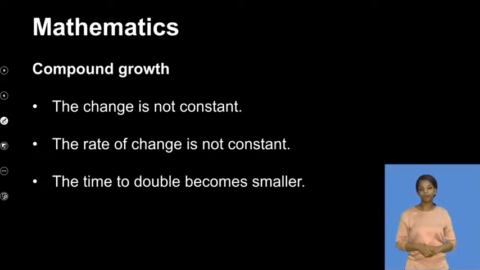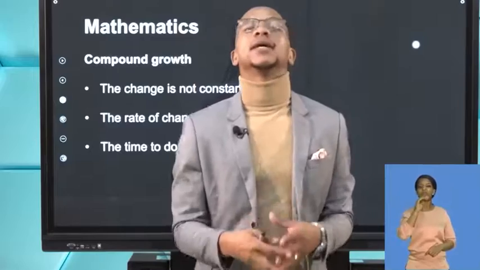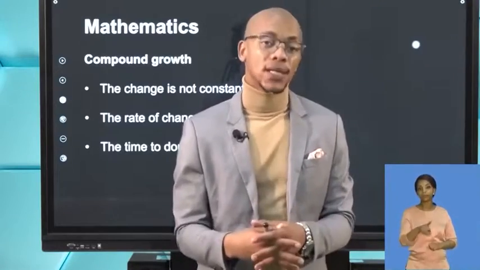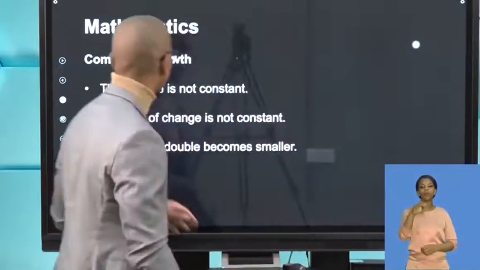So the big idea here, you can see under compound growth, the change is not constant, our rate of change is also not constant, and the time to double becomes smaller. So what does this mean? It means time is of great importance when dealing with compound growth. But we will look at this further as we continue.